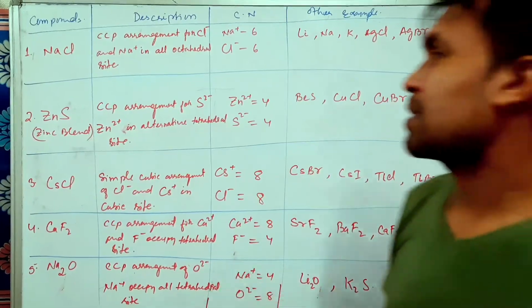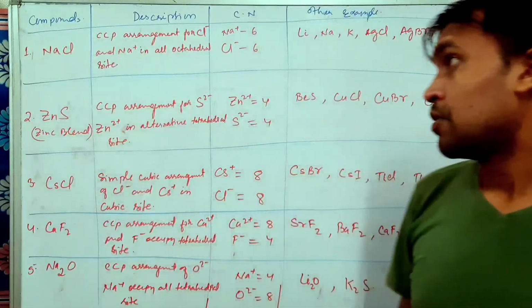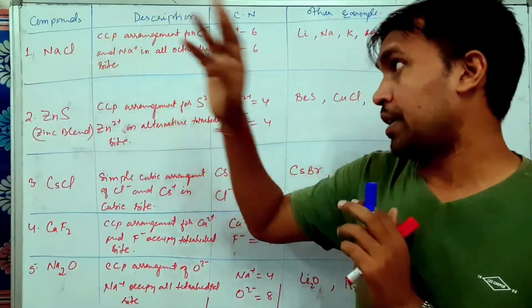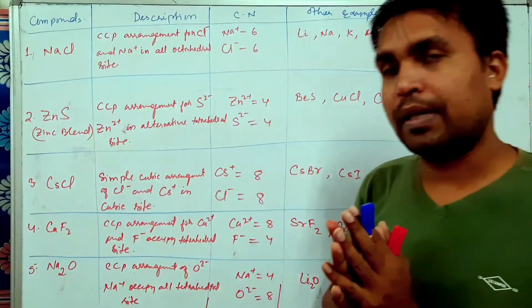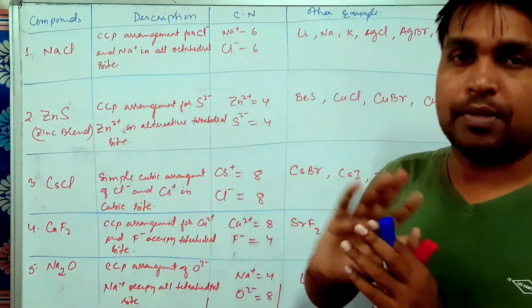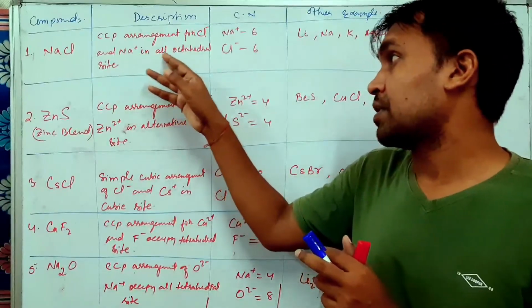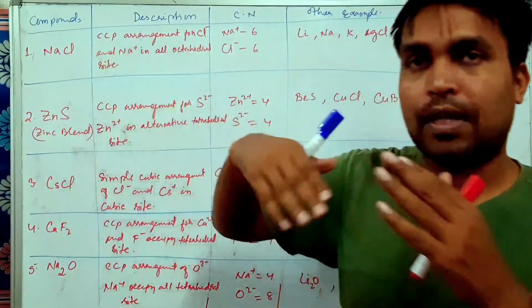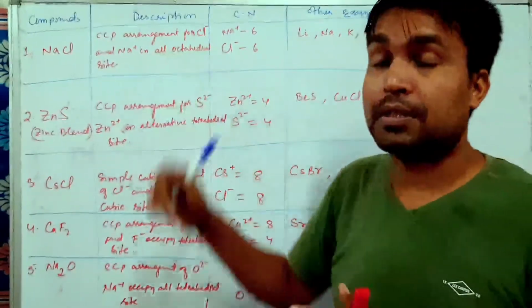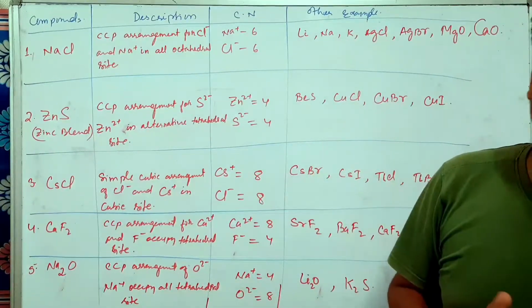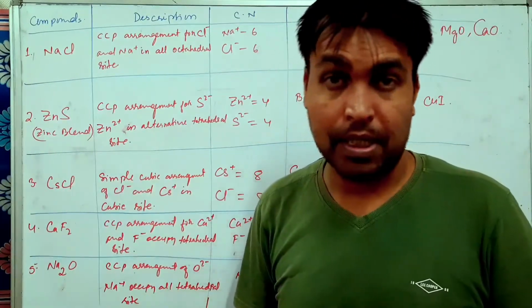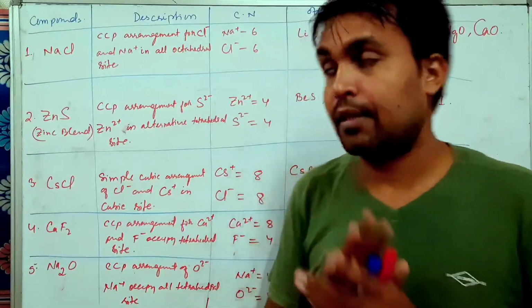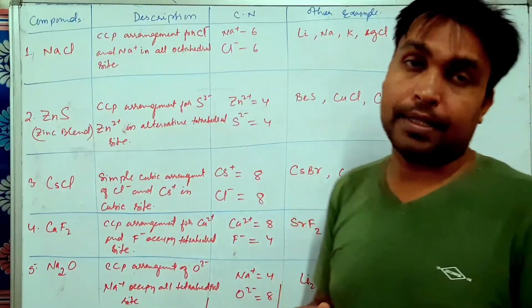So the first example we have considered is NaCl. In NaCl, how will the arrangement be? CCP arrangement for Cl. Cl will be occupying the CCP arrangement, and Na positive will be present in all the octahedral sites. They used to ask which one is present where, so you have to remember this description. Cl negative will have the CCP arrangement, whereas sodium Na positive will occupy octahedral sites.